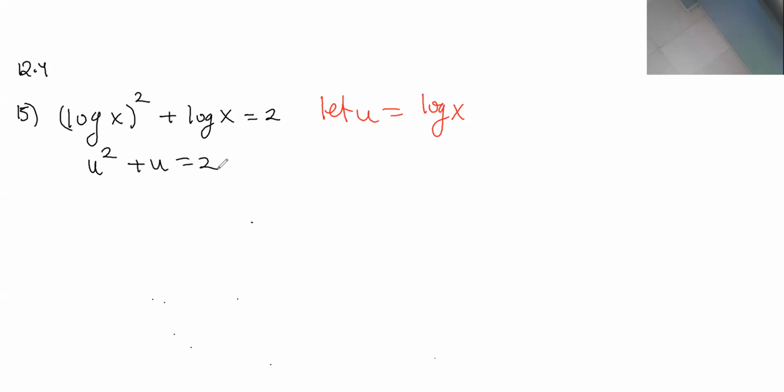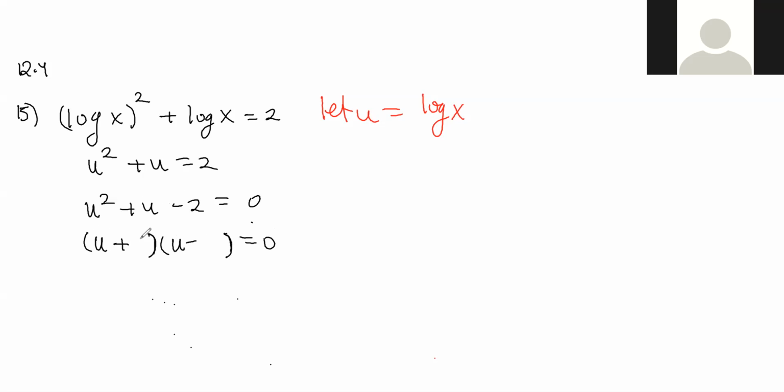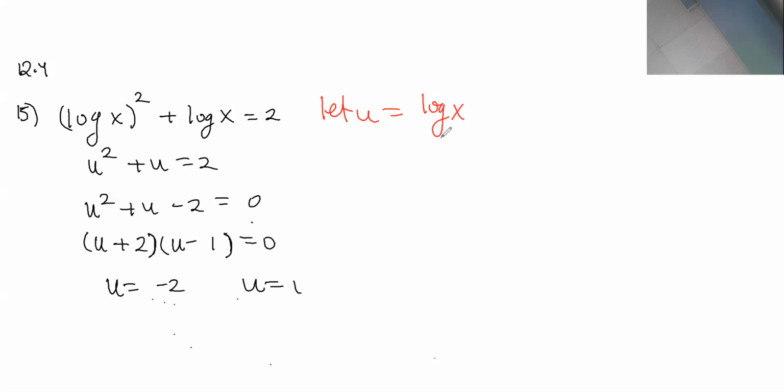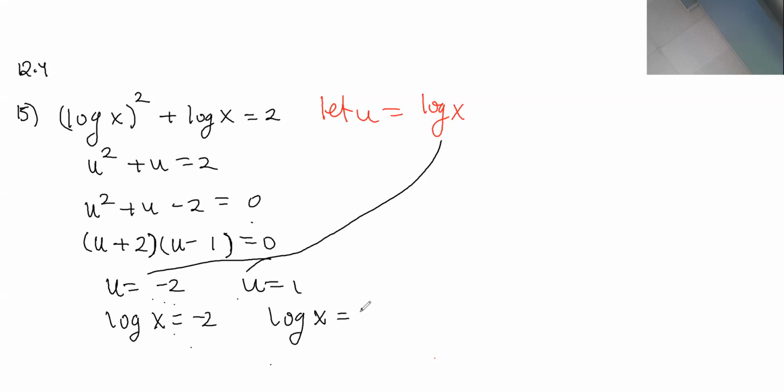Everybody agree? Subtract the 2. U squared plus u minus 2 equals 0. And double bubble, what does that factor to? Anyone? Positive 2 and negative 1. Okay, so u equals -2, u equals 1. Let's plug our log back in. Log of what number is -2? And log of what number is 1?